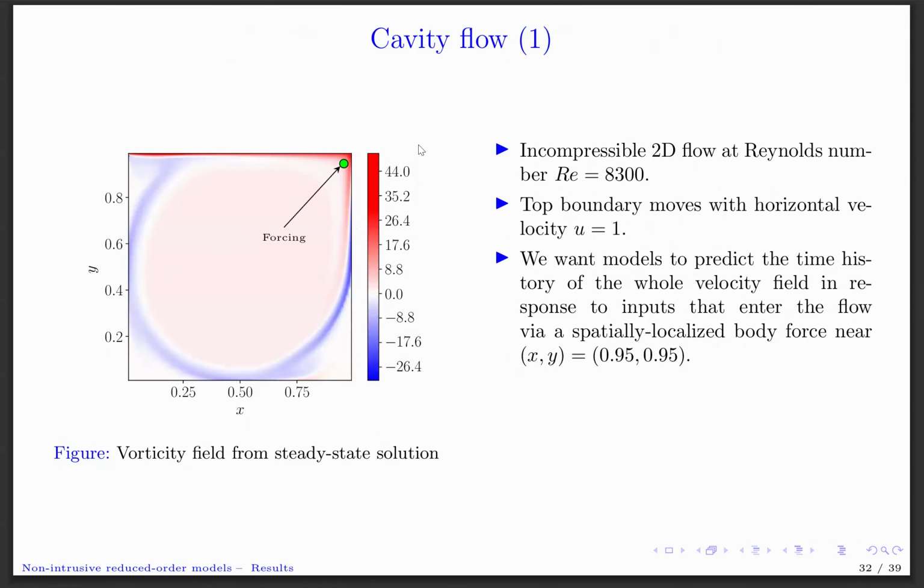And then we look at another incompressible flow. It's lid-driven cavity flow, Reynolds number 8300. So here's the geometry. The top wall is being driven with non-dimensional velocity 1 from left to right. No slip boundary conditions at all other walls. If you wait long enough, the flow will settle onto a steady state with this type of recirculation vortex here. And we want models to predict what happens to the whole state of the system inside the cavity as I poke it at the top right corner.